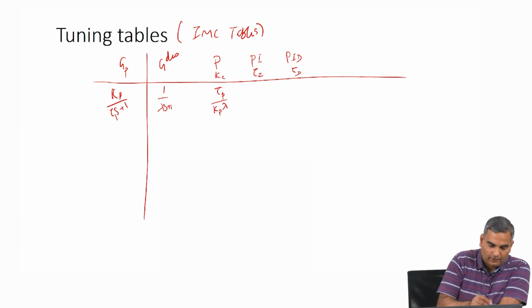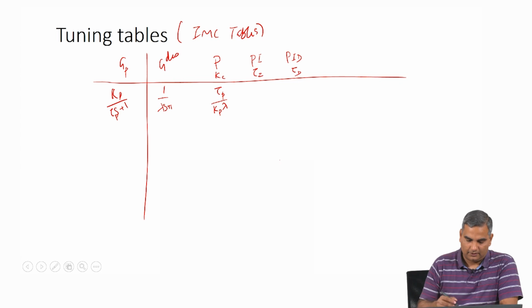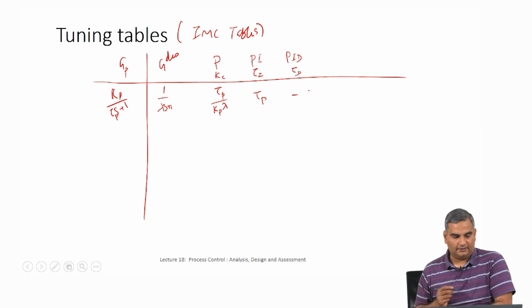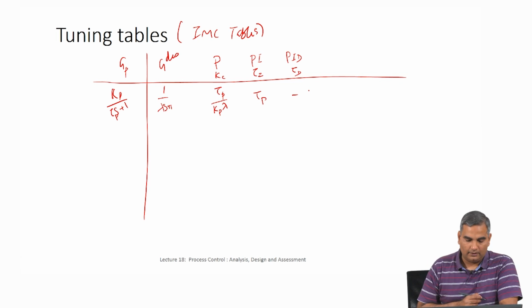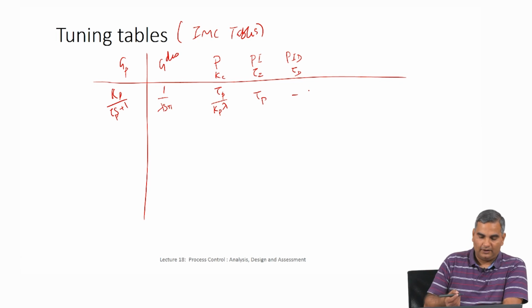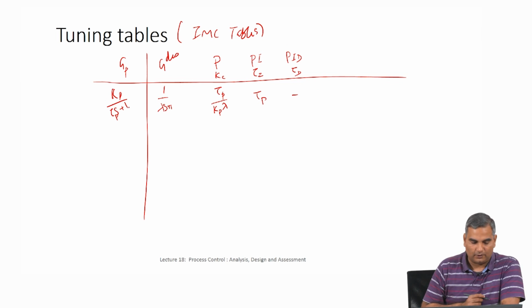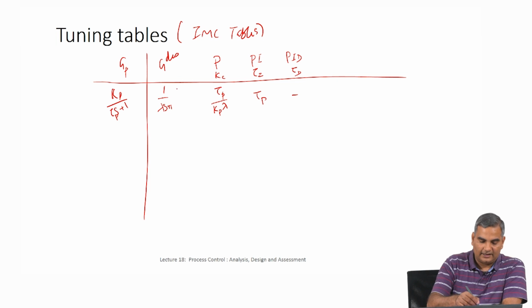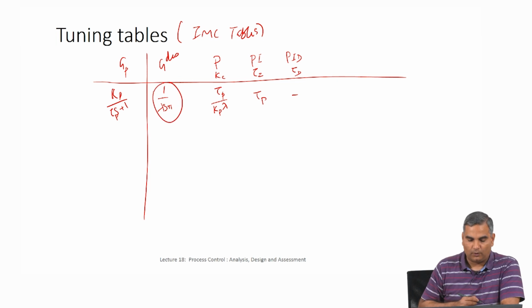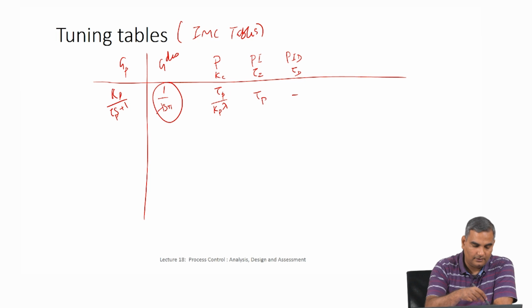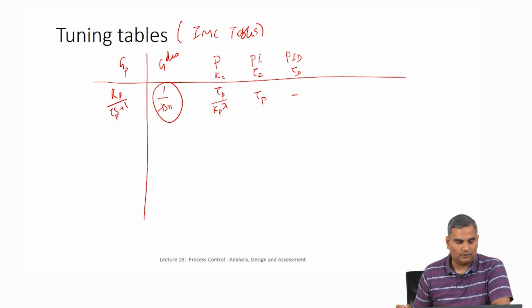So, this could be one table that you have, and this tau I could be tau p itself and something like this here. Okay, so this is one possible tuning table. Now the way you read this is, supposing the process transfer function is this for you, Kp over tau p s plus 1, and the G desired that you want is 1 over lambda s plus 1, then if you want to tune a PID controller, you have to have this Kc as tau p over Kp lambda and the tau I as tau p. So that is what this says.